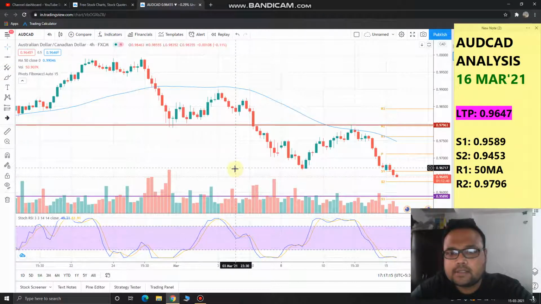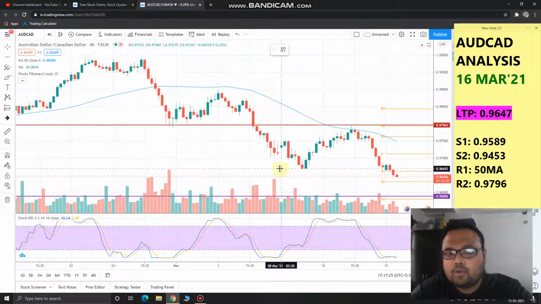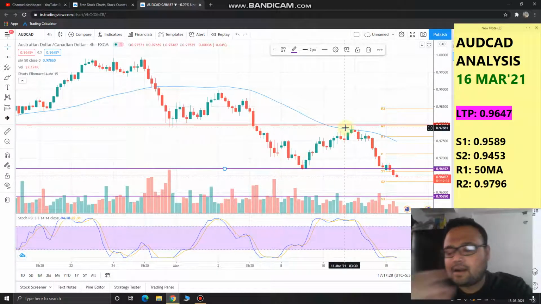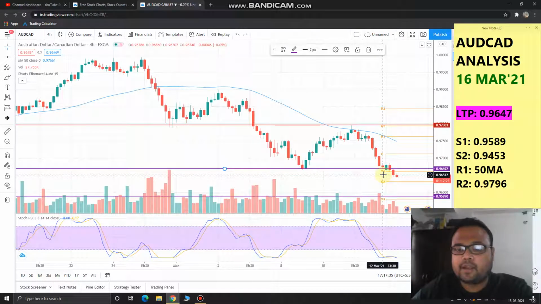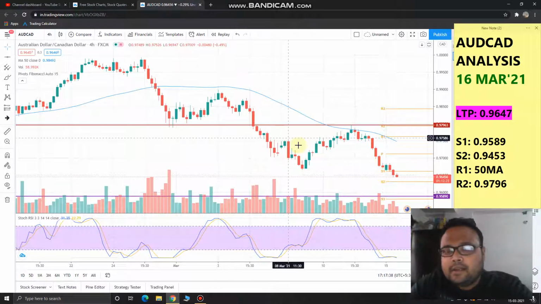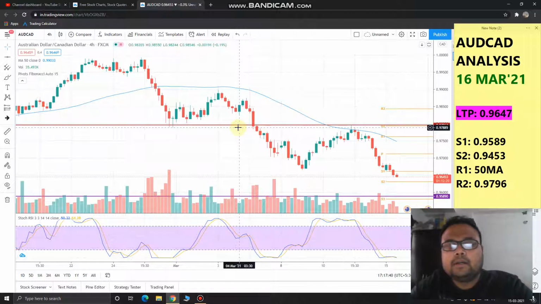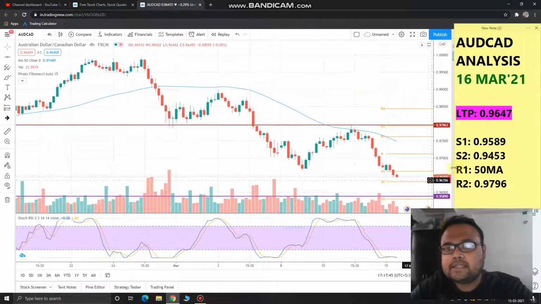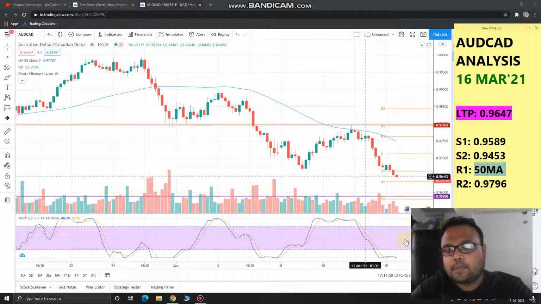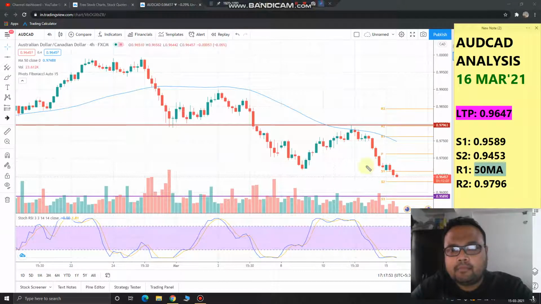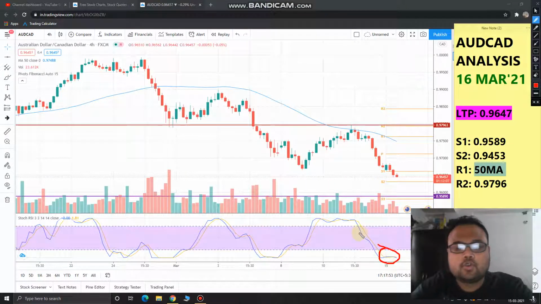We can see that though market had a support here, this support is no more valid, because market is trading below this support for quite a long time, and so we cannot consider this as a valid support as of now. And the good thing is the market is getting resistance from the 50 moving average. That's why you can see that in the R1 section I have written 50 moving average. And right now market is in oversold zone.